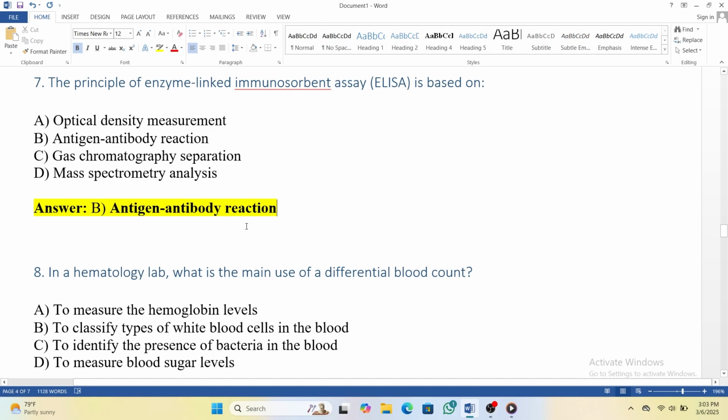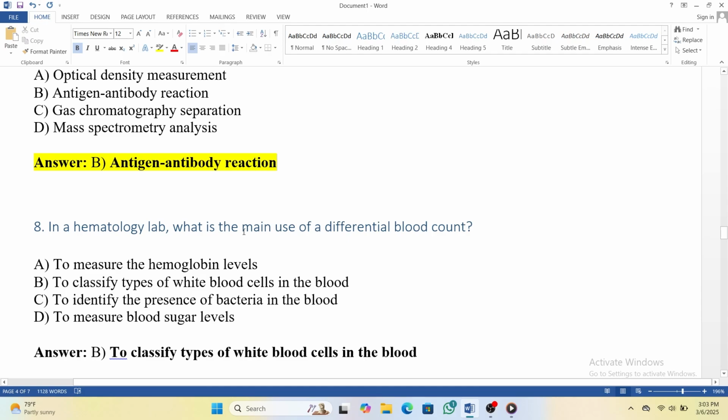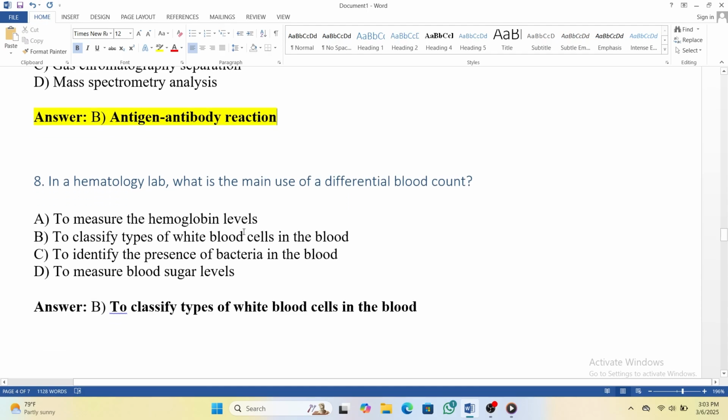8. In a hematology lab, what is the main use of a differential blood count? A. To measure the hemoglobin levels. B. To classify types of white blood cells in the blood. C. To identify the presence of bacteria in the blood. D. To measure blood sugar levels. Answer: B. To classify types of white blood cells in the blood.